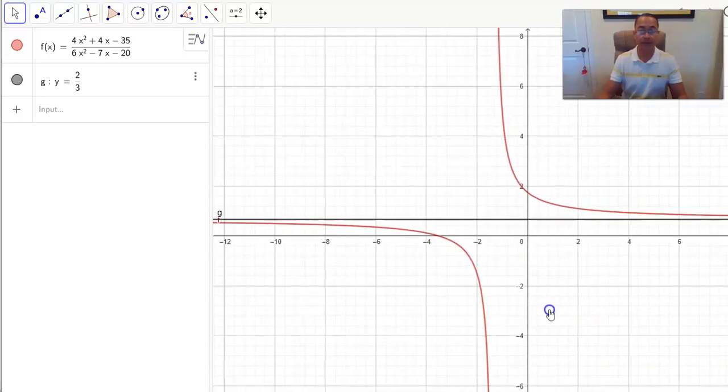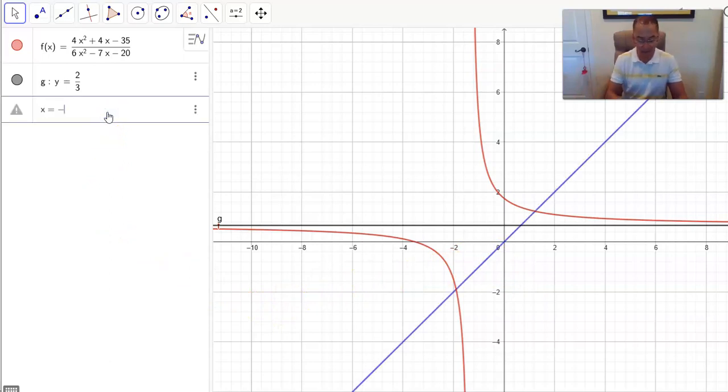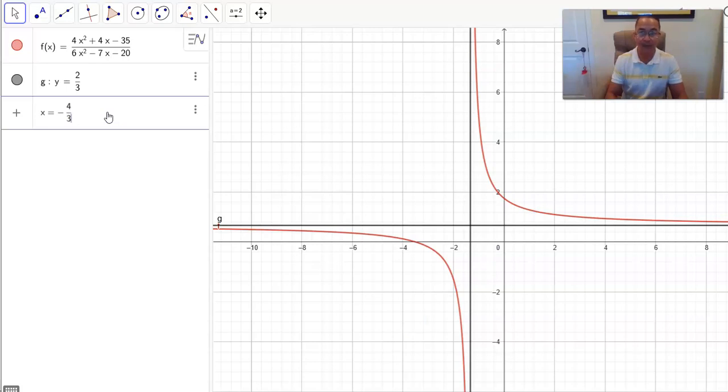Okay, and what did we say? There's only one vertical asymptote, and that was at x equals minus 4/3. So let's check that. X equals minus 4/3. Ooh, there it is. So it kind of looks like what we saw for 1 over x cubed, where as we approached 0 from the right, we went to plus infinity, and from the left we went to minus infinity. So this time we're approaching negative 4/3 from the right and from the left.